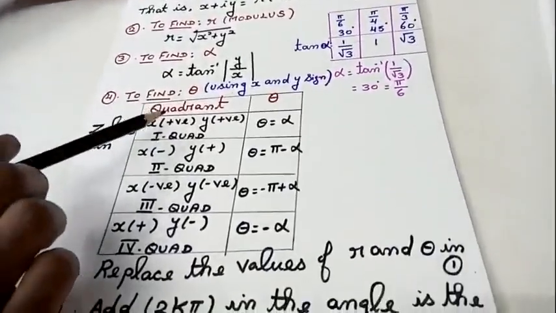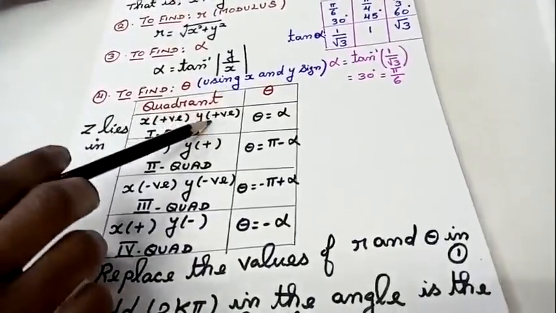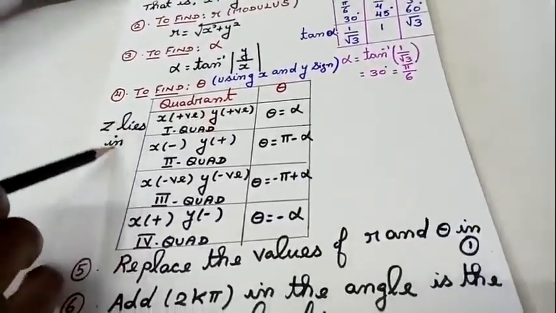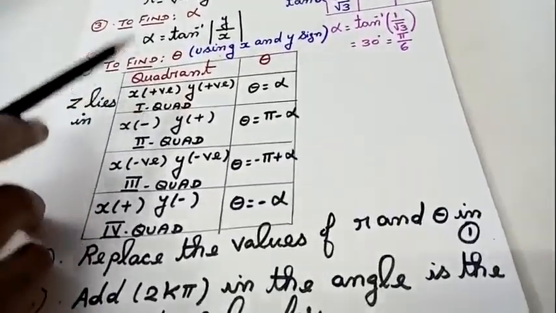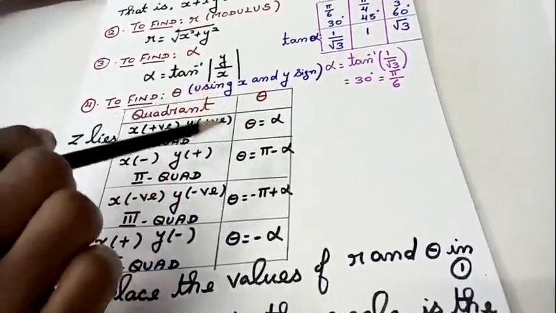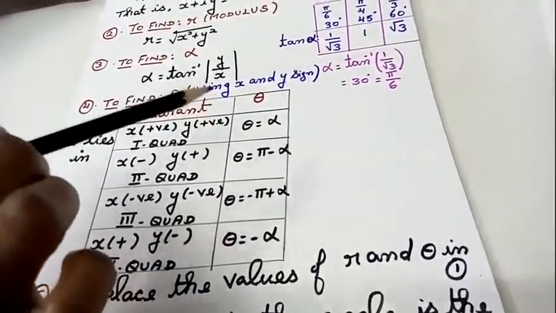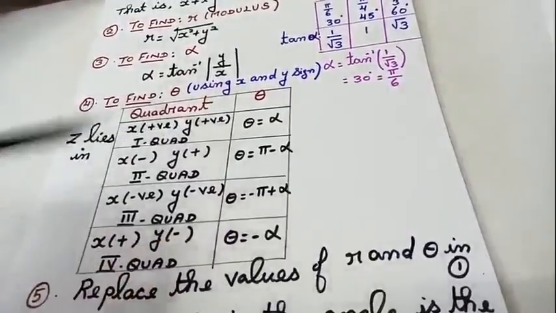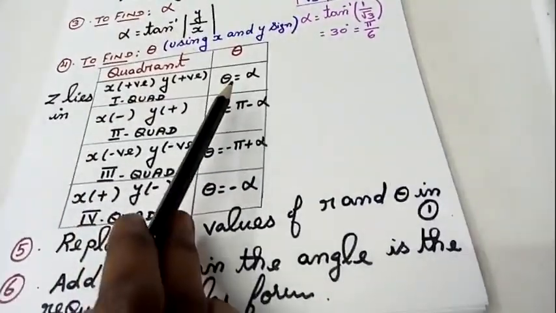Suppose if x and y both the signs are positive, means I can say z lies in first quadrant. Then how I am going to write this alpha, that is theta equal to alpha. Just you can keep this in your mind, students. You are going to memorize this concept, so it will be easy for you to do the calculation. You can understand and do it easily.